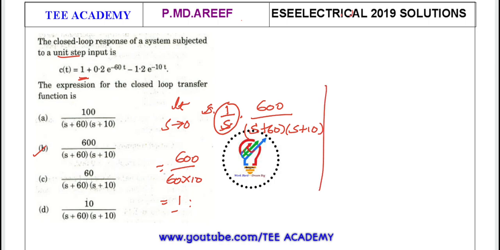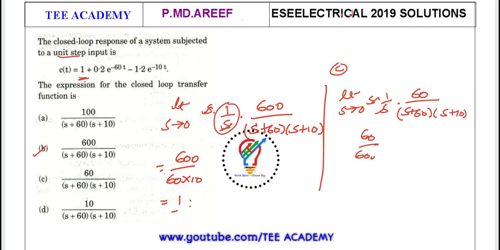Now if you want to cross check any other option, you can. For example, check C. So limit s tends to 0 s into 1 by s into G of s, meaning 60 divided by (s plus 60) into (s plus 10). So 60 divided by 600 is nothing but 0.1. So the steady state value is 0.1, but here the required answer is 1. So B is the right option.